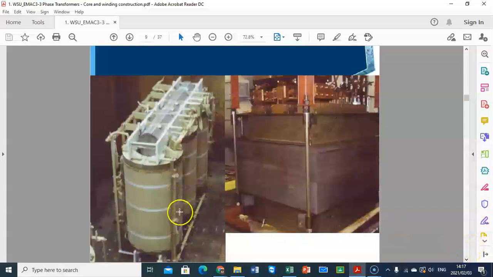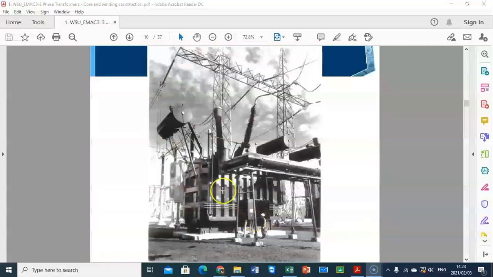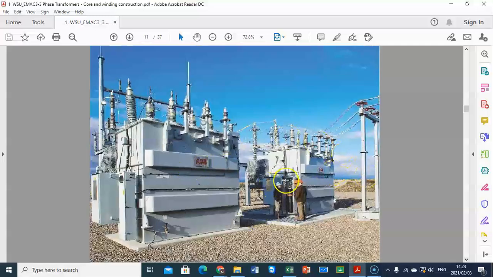And here you have again 3 core, which means you have 3 limbs, and then you have primary and secondary bonded on top of each other, or it can be in the pancake method where you have primary and then secondary, primary and then secondary. Some of the transformers are very big, and you can compare it with the size of the person who is standing next to it.